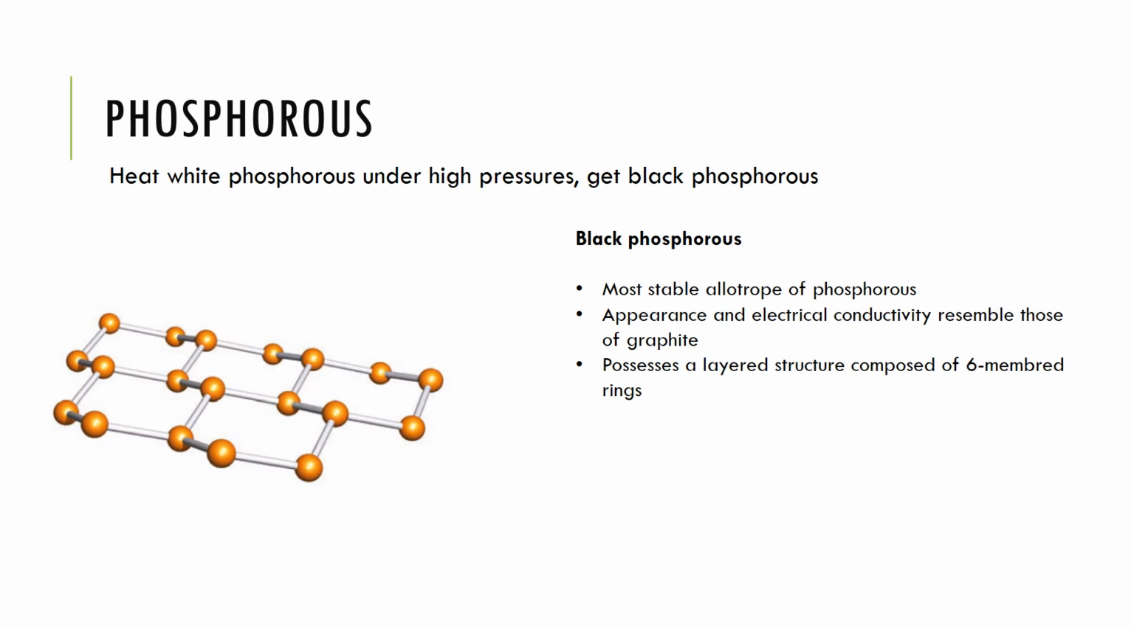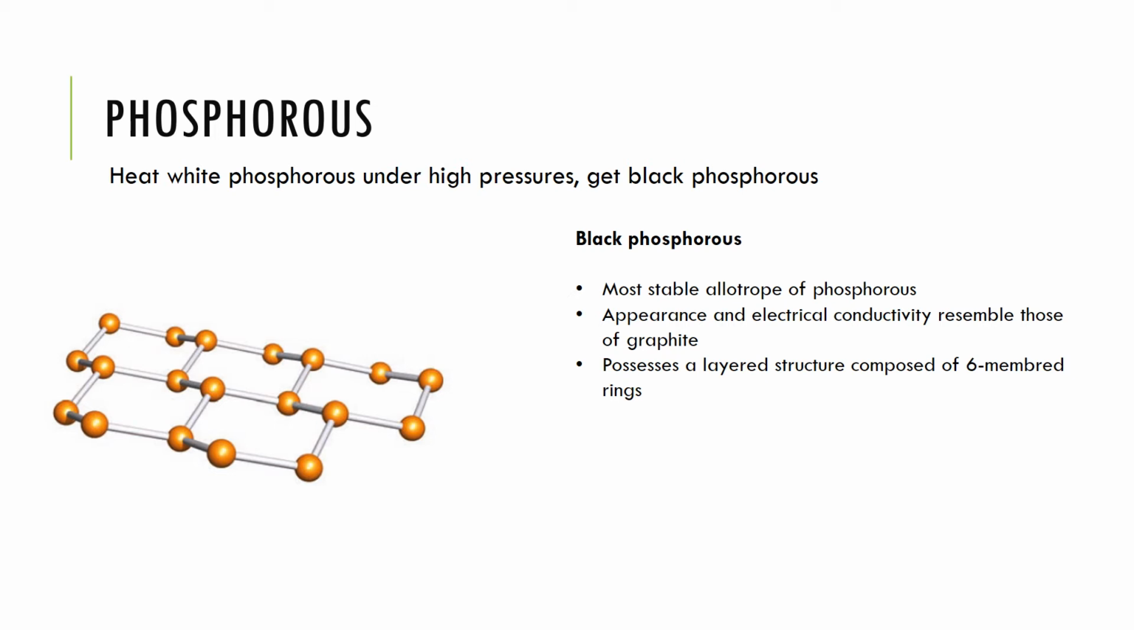And it turns out that phosphorus, black phosphorus in particular, is able to do that, and it has these layered structures which are composed of 6-membered rings, and it has this highly conductive nature for the exact same reasons that graphite has this very high conductivity. So we can expect layers of delocalized electrons in these phosphorus type structures as well.